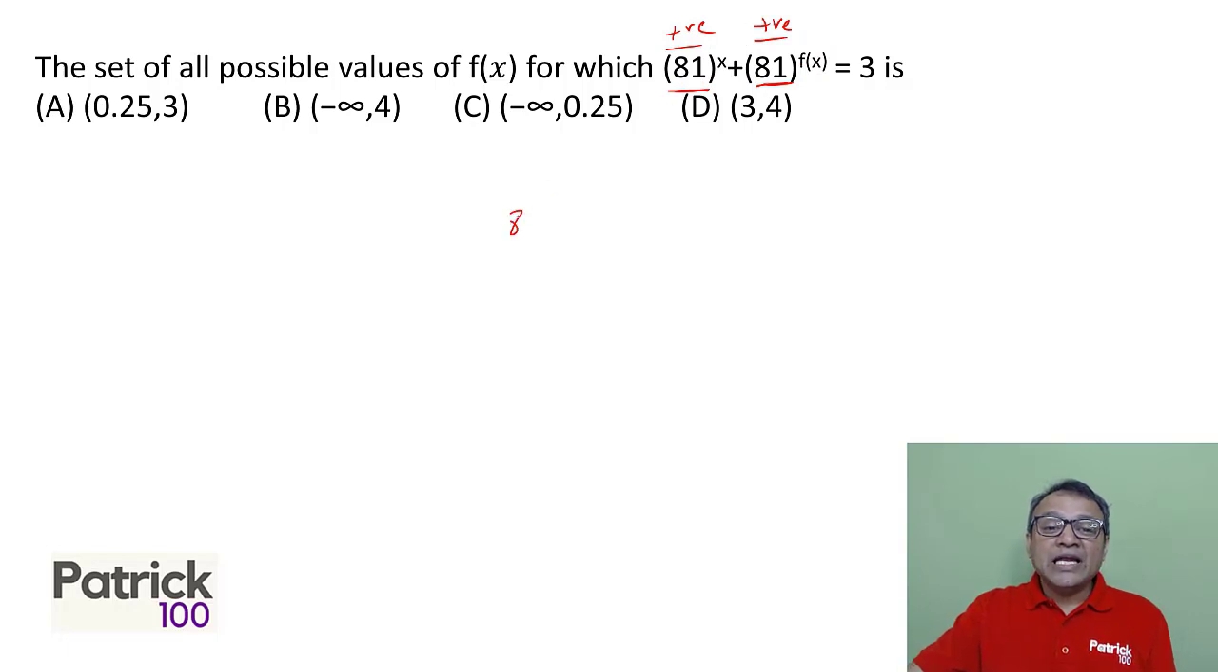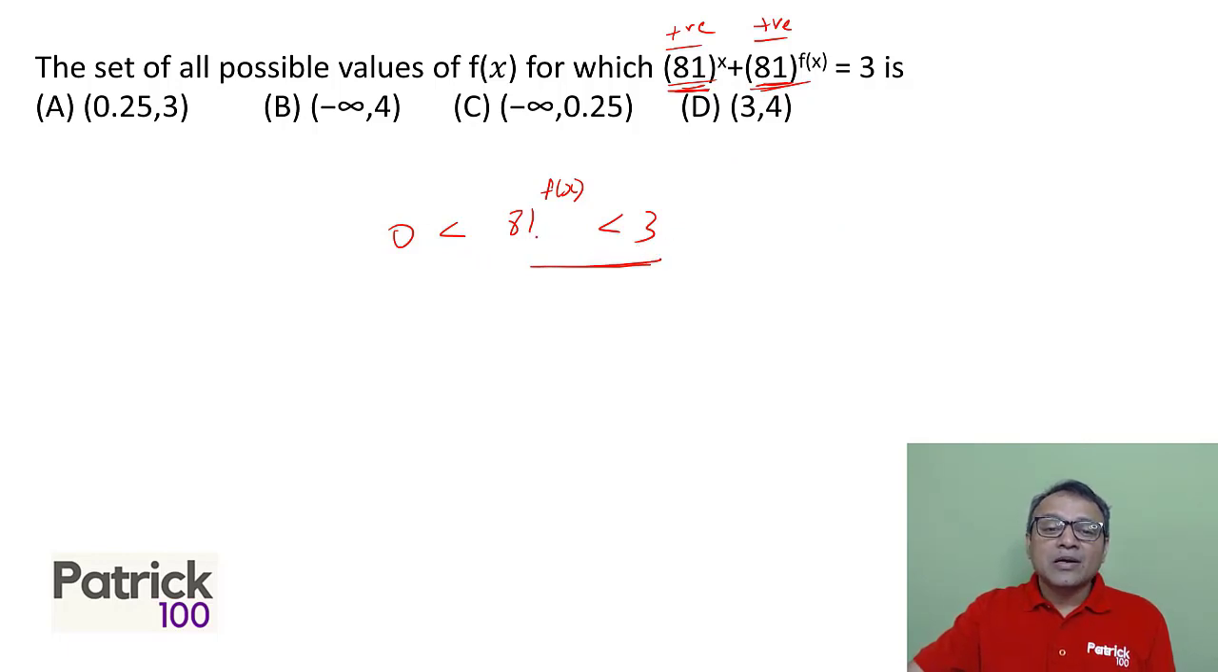That means 81 raised to the power of f(x) has to be less than 3, and it has to be more than 0. 81 raised to f(x) has to be less than 3 because 81 raised to x is positive. And because the base 81 is positive, therefore it has to be more than 0. Let's check out when it will be more than 3.